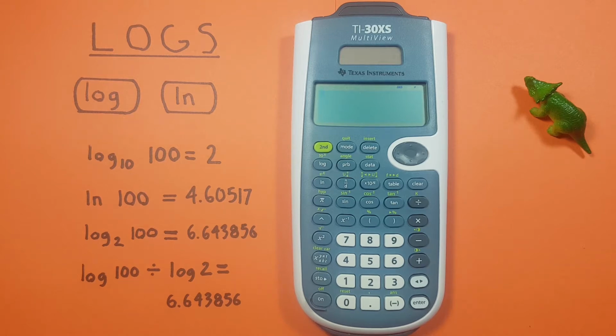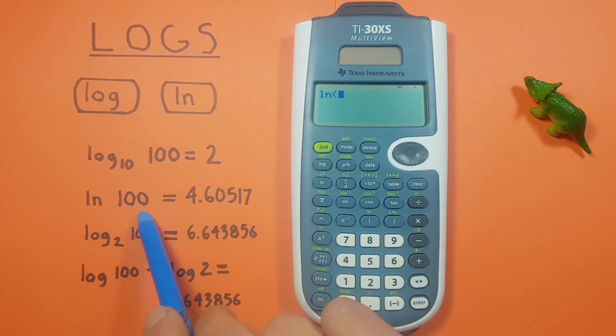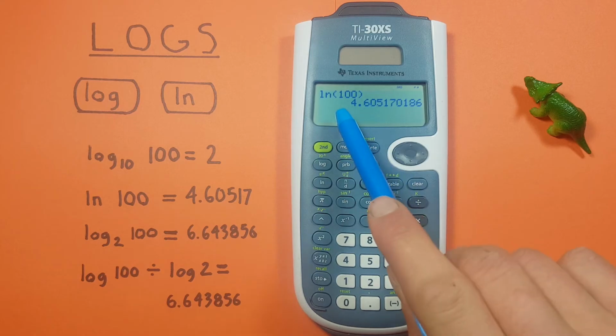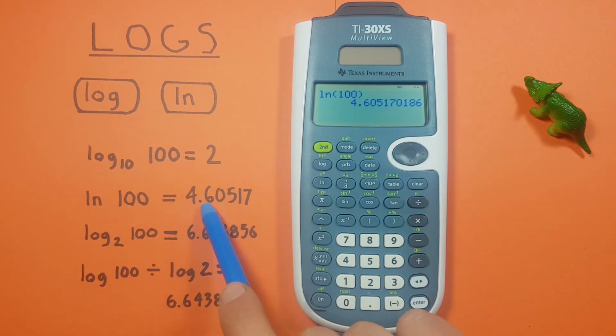It works the same with natural log, or ln. If we wanted to find the natural log of 100, we just hit the ln key, enter the 100, close the bracket, and press enter. And we see we get a result of 4.60517, etc., which is correct.